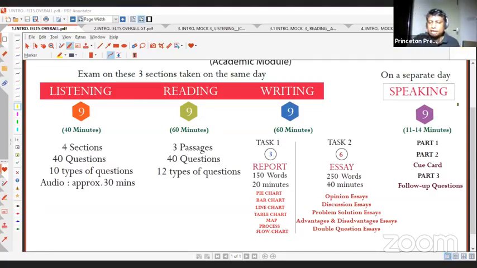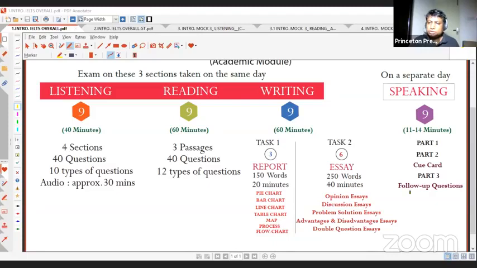The highest you can get is 9. Speaking lasts for 11 to 14 minutes. And part one is very general questions. They're going to ask you a few questions about yourself, about your hobby, about your job, about your study, about your favorite food, all this stuff.